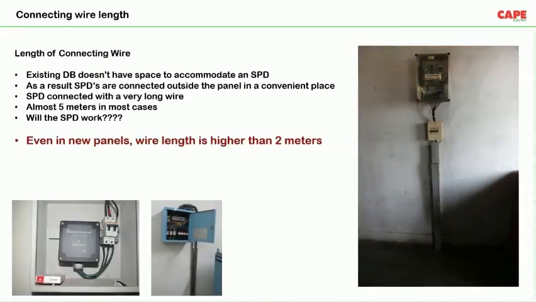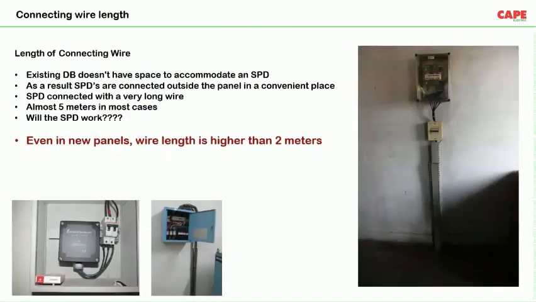Okay, now these are the various examples of how an SPD is generally connected in our system. Sometimes people don't have space in the existing DB, so they put the SPD in a separate next DB, and in that case, wire length can be as high as 5 meters. Even in my practical experience, I've seen wire length up to 12 meters. You can just imagine, for 1 meter the voltage drop was that much. For a 12 meter cable, how much will the voltage drop be?